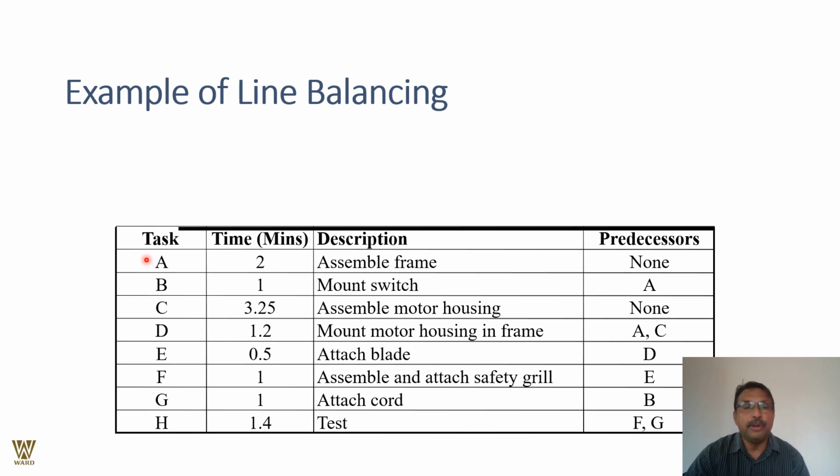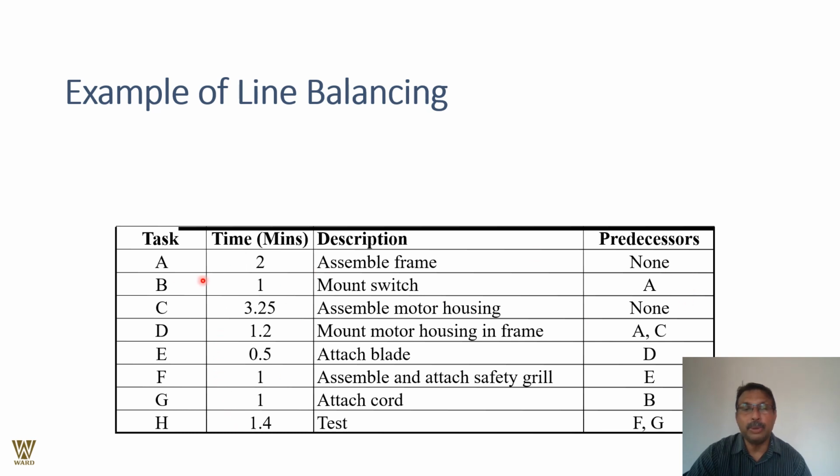balancing. If you look at A, B, C, D, E, F, G, H as tasks, the time for completion of task A is 2 minutes, B is 1 minute, C is 3 minutes 25 seconds approximately, D is 1 minute 20 seconds, E is 50 seconds, F is 60 seconds, G is 60 seconds, and H is 100 seconds. It is there in minutes.